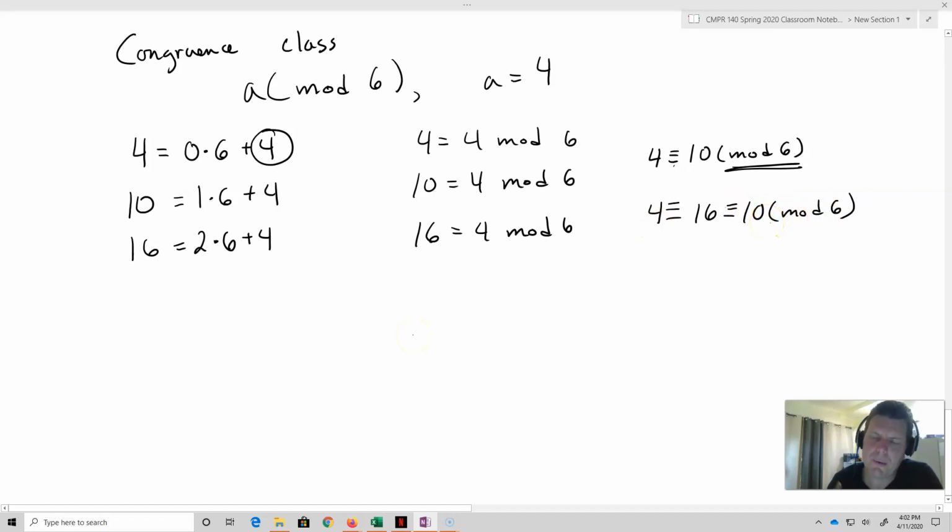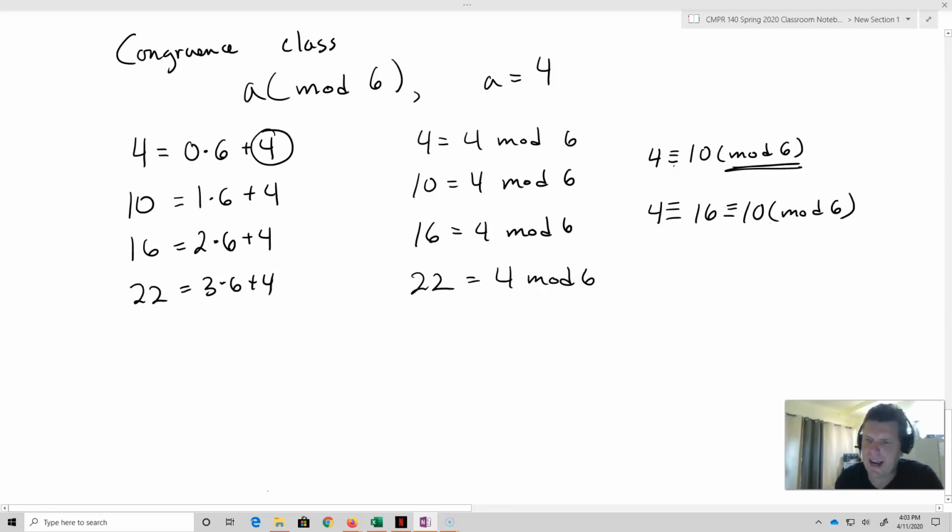And you might notice that what we're doing is we're just adding another 6 each time. I started out with 4, right? I add another 6, I end up with another thing that's in the congruence class. Okay, I add another 6, I end up with another value inside of the congruence class. 22 is going to equal 3 times 6 plus 4, okay? And so 22 is also going to equal 4 mod 6, okay?